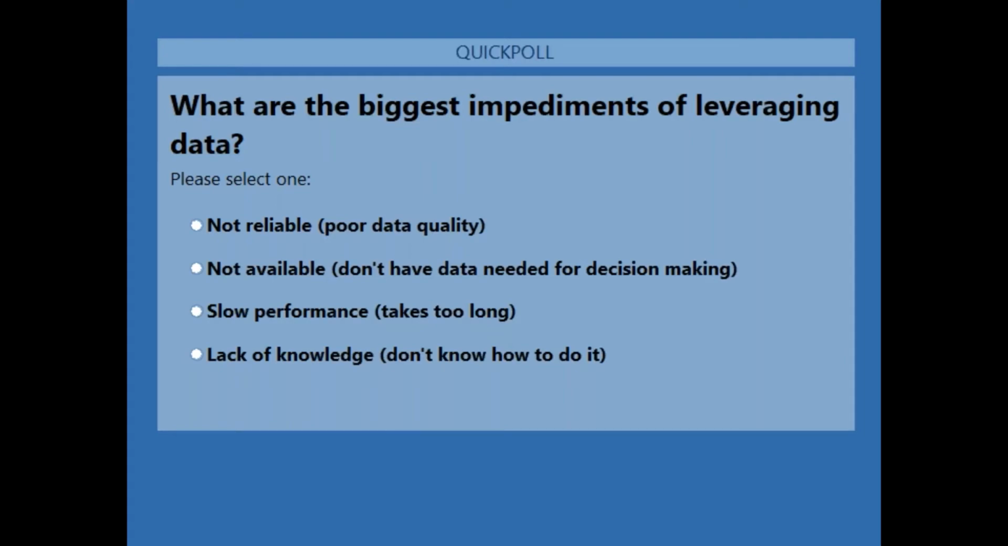So you should have the poll pop up on your screens. Please take a few moments to help us understand what some of your biggest impediments are, and we will try to see how the cloud can enable you to move away from those impediments.